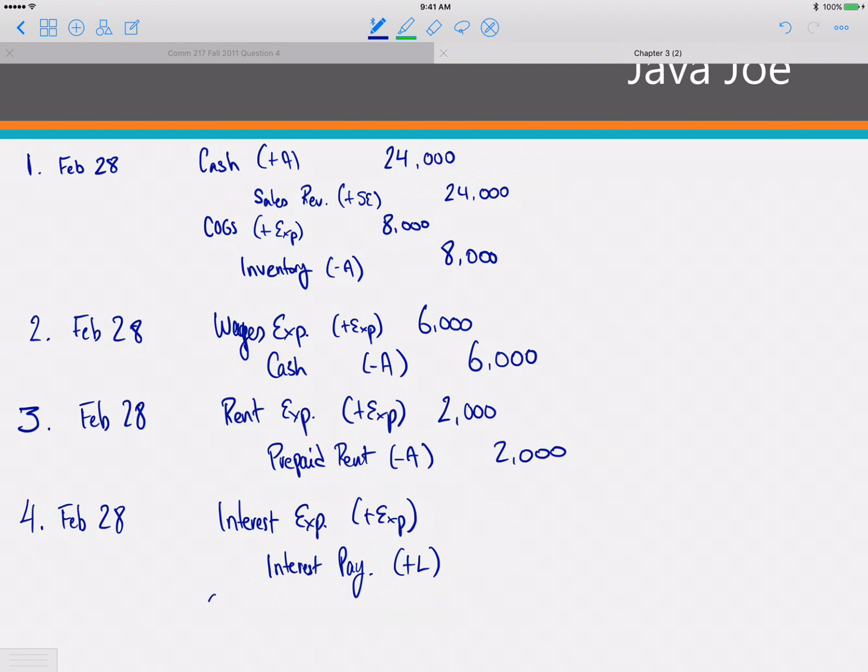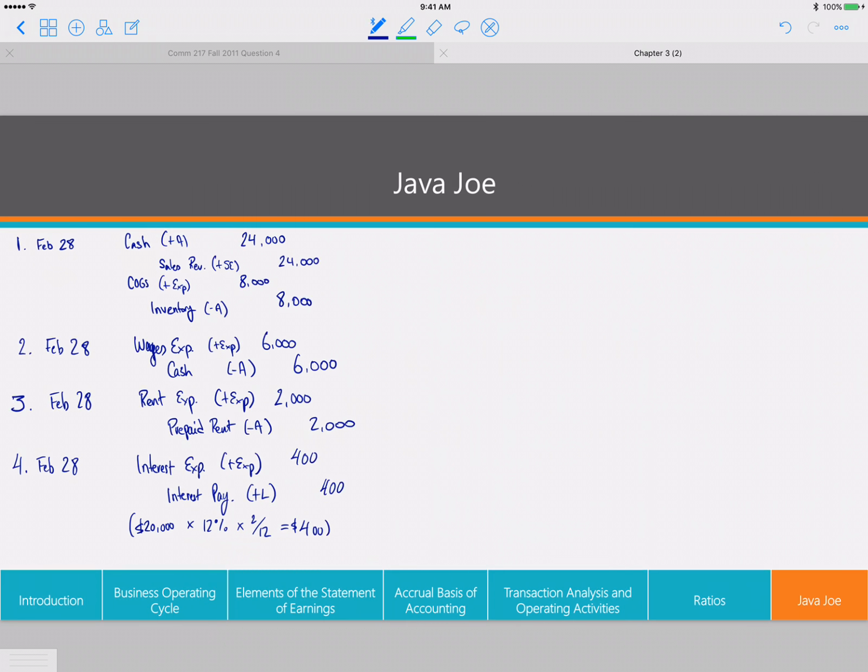Now, how do we calculate it? Well, the loan was for $20,000 times 12% per year times 2 months over 12. So that would give us $400. And we're now going to use this to build our income statement for the period.